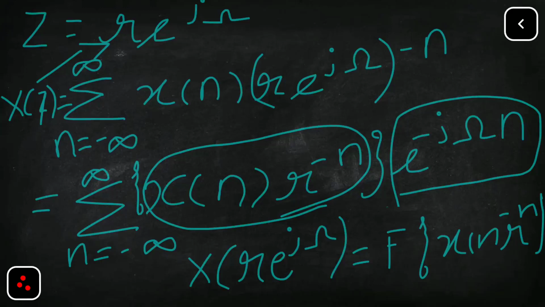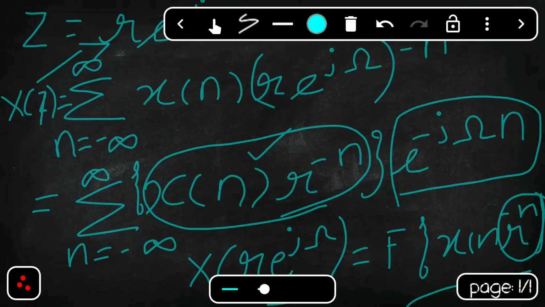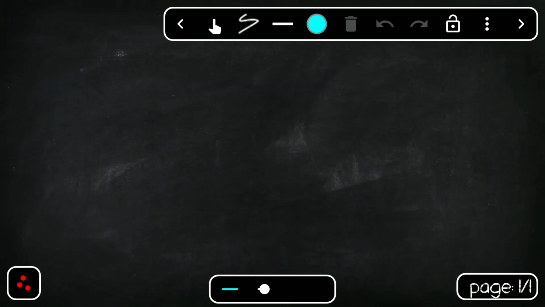From this particular one only you can see that x of r e to the power of j omega is equal to the Fourier transform of this particular x of n into r to the power of minus n, right? So now this is what is given. Next, you are going to see that there is r to the power of minus n. So now we have described this r to the power of minus n.